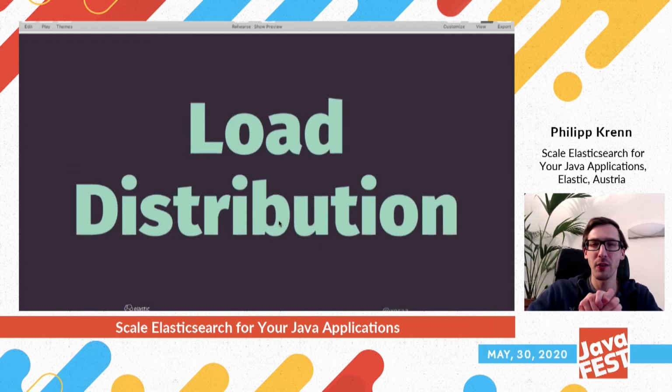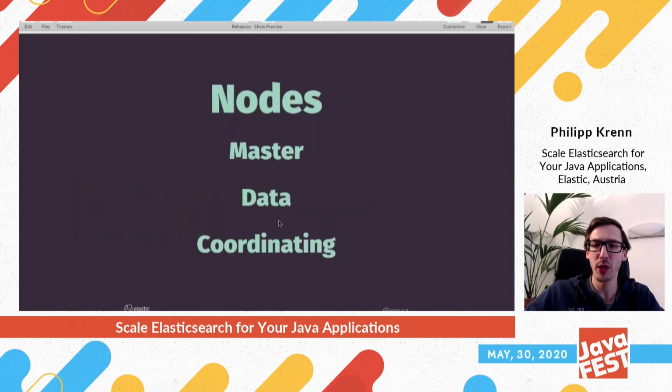Load distribution is another interesting thing. First off, we need to clear up what kind of node types we have in Elasticsearch. The first is the node type that keeps track of the state: which indices you have in your cluster, which nodes are in your cluster, what the mapping or the schema of those is. Those are the master nodes.